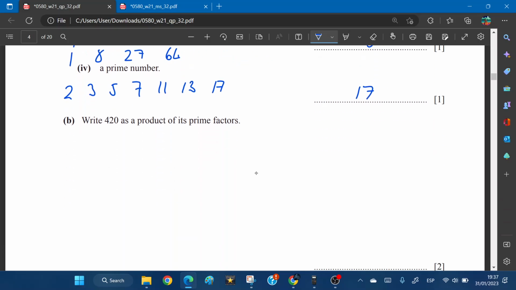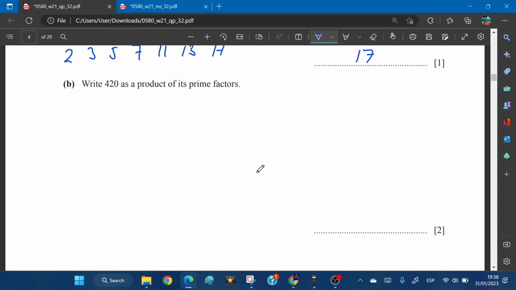Right, write 420 as a product of prime factors. There are 2 ways to do this. We got the fishbone method and we got the tree method. Whichever one you fancy works. I like the fishbone method. That's what we learn over here in Spain.